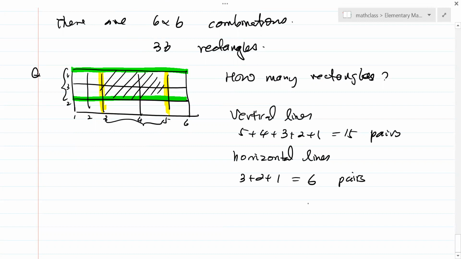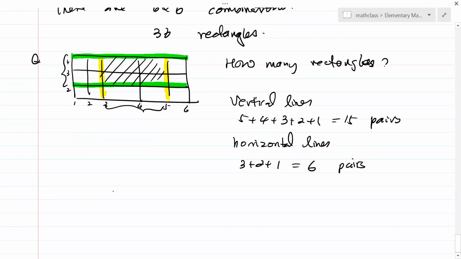So total will be how many combinations? You know, you have to do the multiplication when you do the combinations. Okay, I just had to show you, you know, before. So there will be 6 times 15 rectangles or combinations. Okay, so what is that? 90.